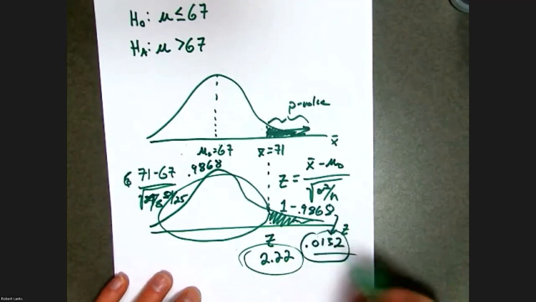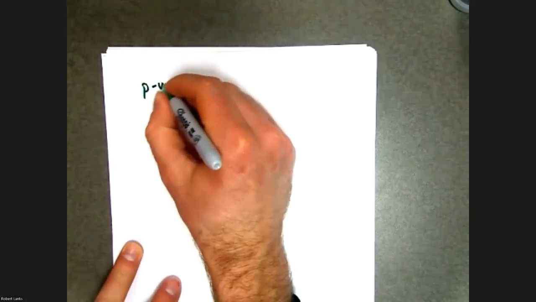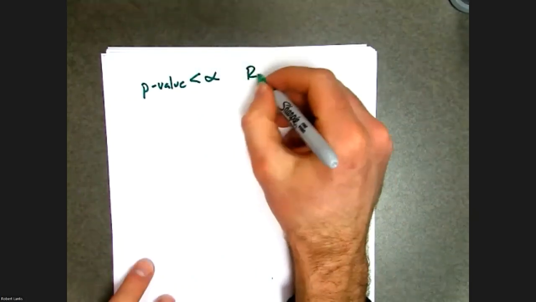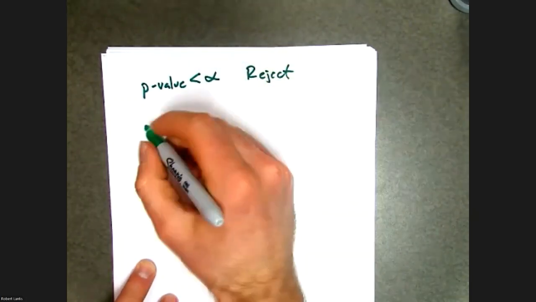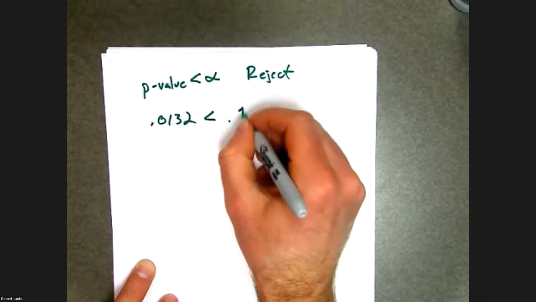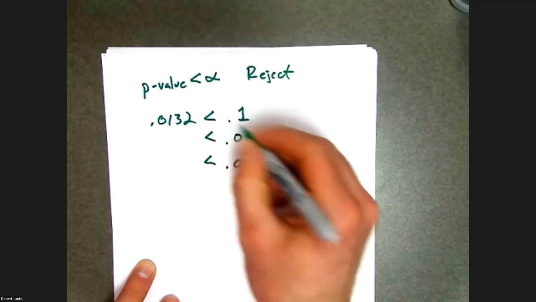So our p-value is pretty small, right? 0.0132. Our rejection decision is always, burn this into your memory going into the next exam: we only reject if the p-value is less than alpha. So here, with a p-value of 0.0132, we can compare that to three benchmark alpha values.